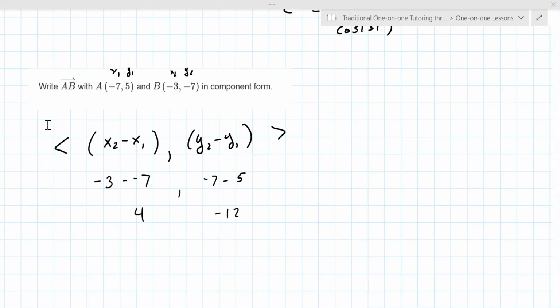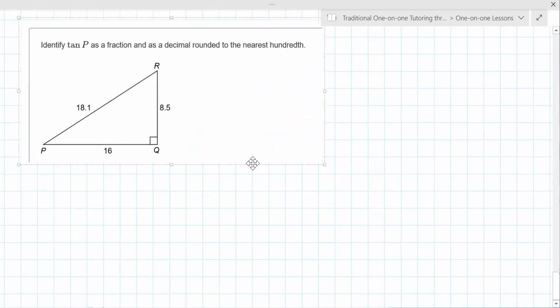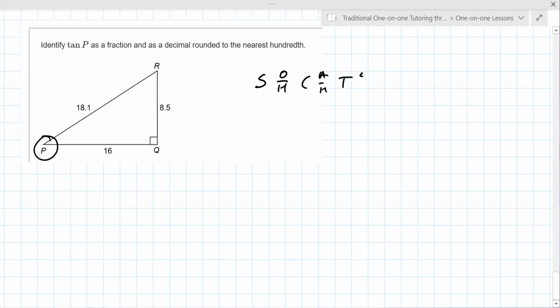Next question here. It says identify tangent of P as a fraction. So here's P. You've got to remember this SOHCAHTOA. Now, tangent is what over what in this case? Opposite over adjacent. So which is the opposite and which is the adjacent? 8.5 is my opposite and 16 is my adjacent. Very good. All right.